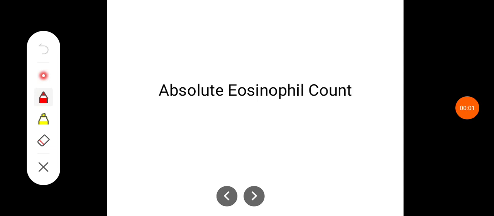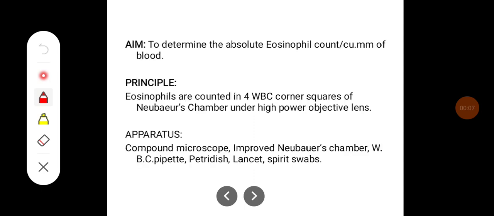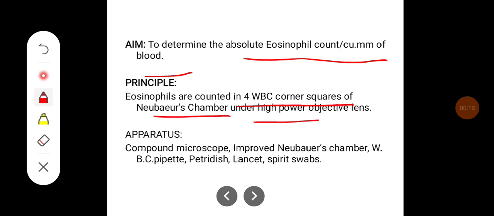Hello everyone. In this class, we'll try to learn how to determine absolute eosinophil count. The aim is to determine absolute eosinophil count per cubic millimeter of blood. The principle is eosinophils are counted in 4 WBC corner squares of Neubauer's chamber under high power objective lens.